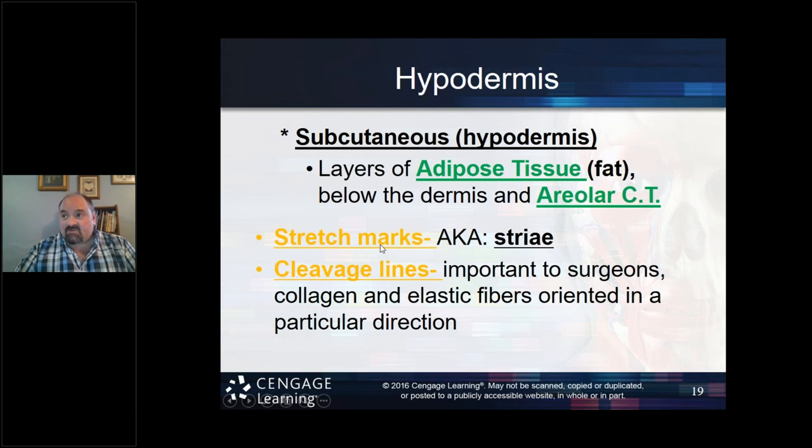We're going to see that type of injury to the skin, and we're going to look at an image in just a moment. Cleavage lines are important to surgeons because these collagen and elastic fibers are going primarily in a certain direction. This is how surgeons can minimize the damage to the tissue when they cut into the skin. If they go along those cleavage lines, there will be quicker healing and less scar tissue formation than going across them.